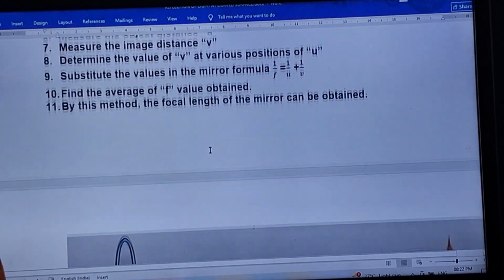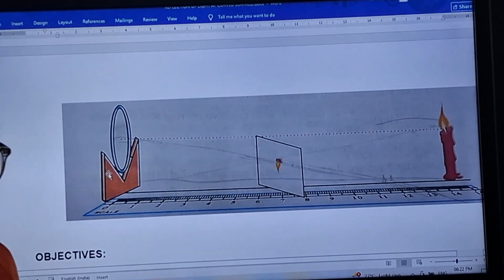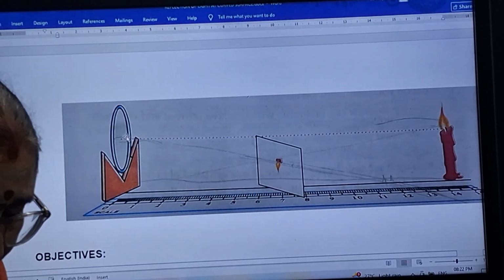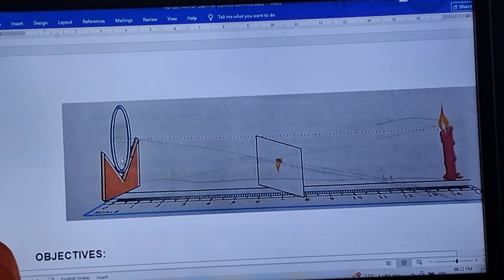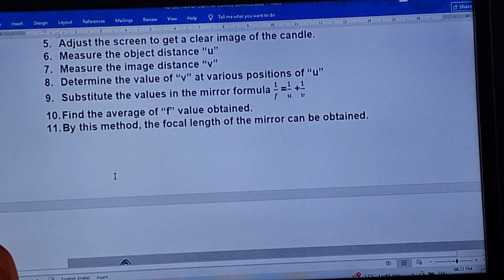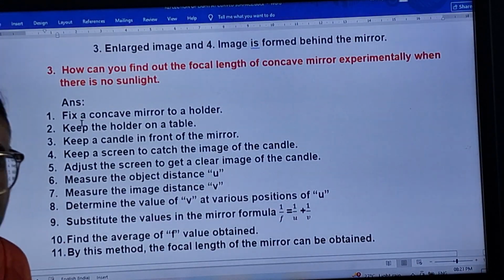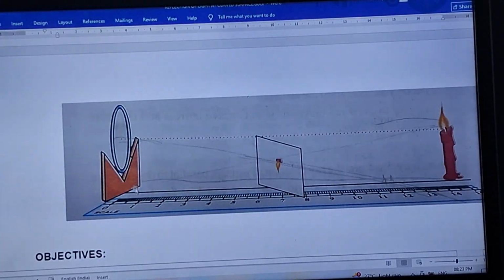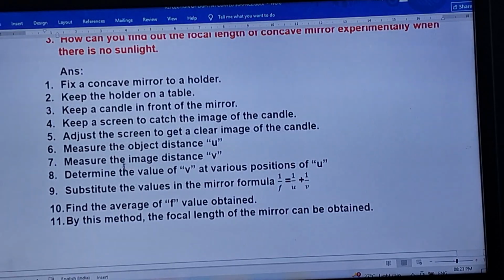What is the holder, children? See in this figure. This is called the holder. A V-shaped groove will be there on this wooden block into which you can keep the mirror. So this is called the holder of the mirror. So the first point is what? Fix a concave mirror to the holder. Next, keep the holder on the table. See, this is on the table, you have to keep the holder.